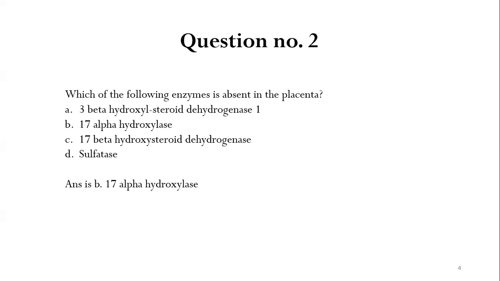As we know, the placenta is the manufacturing unit of a lot of hormones, and for this, it requires enzymes. But one enzyme is absent in the placenta, and that is 17 alpha hydroxylase. In the subsequent slides, we will come to know what this enzyme is actually responsible for.